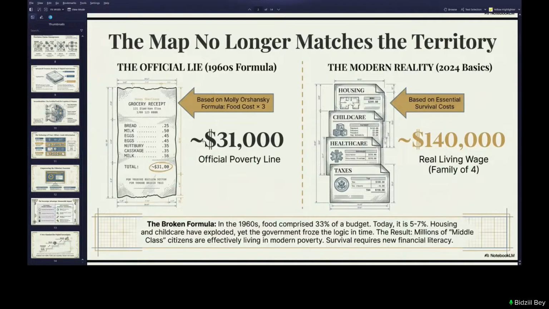The system is using the wrong inputs. If the economy evolves, but the formula used to measure survival doesn't, then all the subsequent metrics, the poverty line, the definition of middle class, even unemployment figures, fail to accurately describe the true cost of life in 2024.